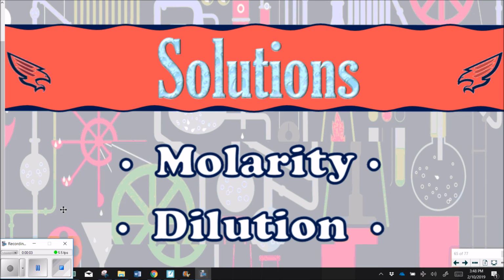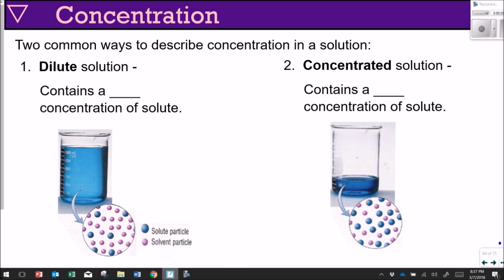In this last video of our solutions unit, we look at molarity and dilution. There are two common ways to describe concentration in a solution. We can have a dilute solution which contains a low concentration of solute, and we can have a concentrated solution that contains a high concentration of solutes. We can see that in our dilute solution, there are lots of solvent particles and few solute particles. In our concentrated solution, we have a lot more solute particles in the solvent.